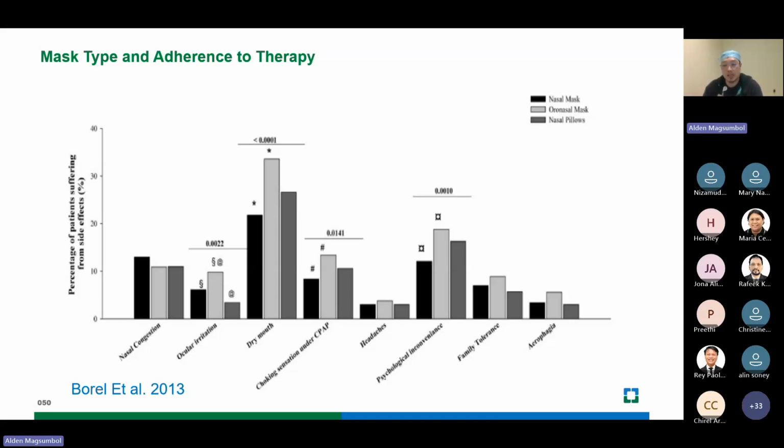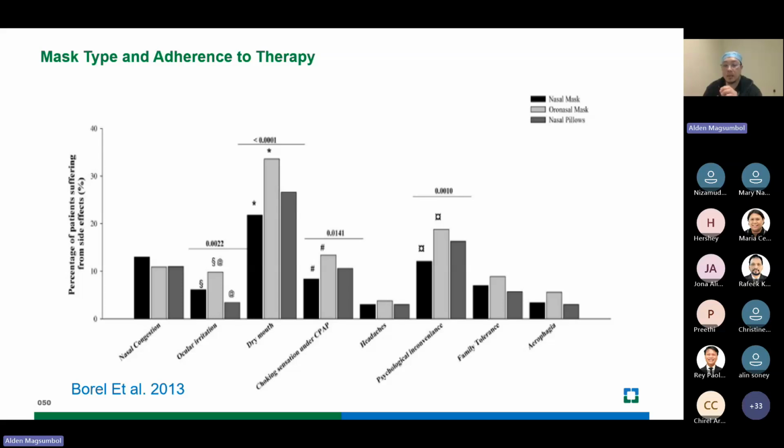So the OSFP is a database in France which includes anonymized medical records from various healthcare facilities. And this table illustrates the proportion of CPAP-related side effects reported by patients according to the type of mask they use, nasal mask, oronasal mask, and the pillows.